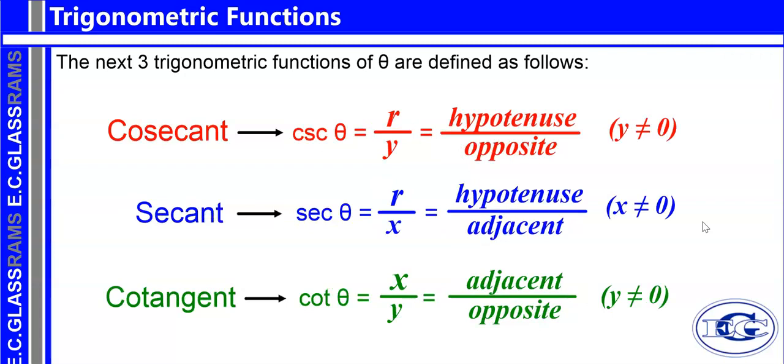These, however, are 3 new trig functions that you will learn, which is cosecant, secant, and cotangent. Cosecant is equal to r over y, which is the hypotenuse over opposite. Secant is r over x, and cotangent is x over y, where again the denominator cannot be equal to 0.